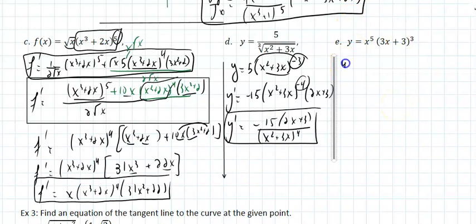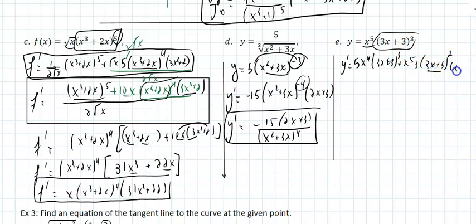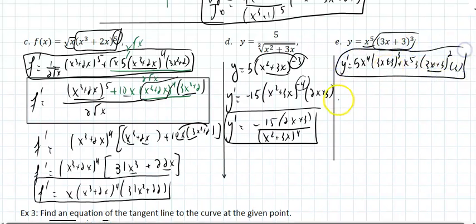Here, if I take y prime, the product is derivative of the first times the second plus the first derivative of this. You bring the power down, subtract 1 from the power, times the derivative of the inside, which is a 3. Again, on the test, this is what I want.